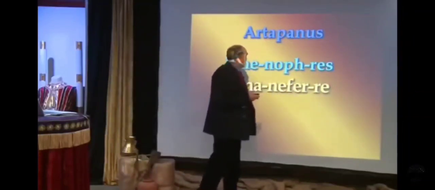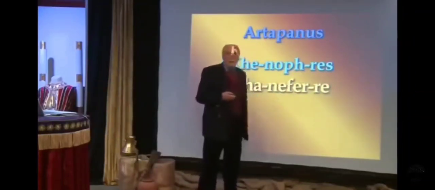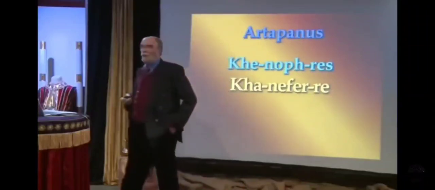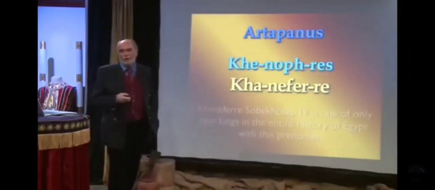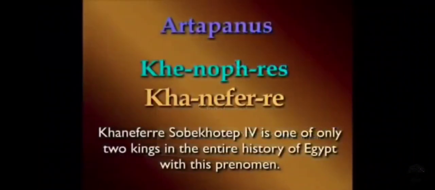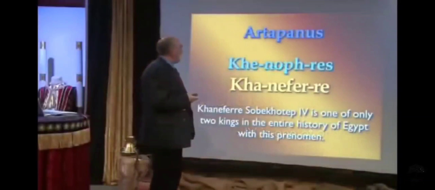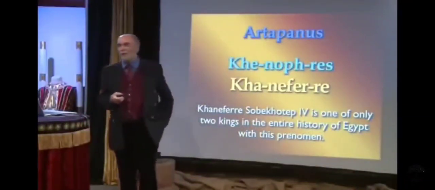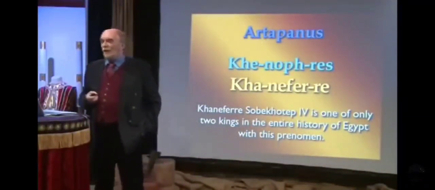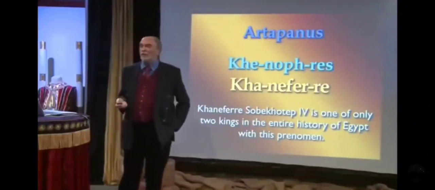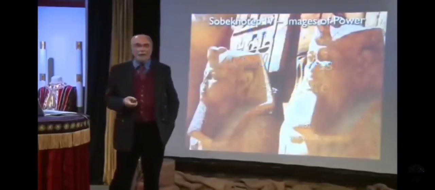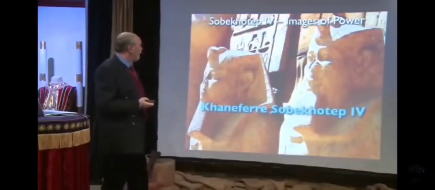We can translate that back into Egyptian as Kha-Nefre, or Kha-Nofre. That is the name of just 2 kings of ancient Egypt. One in the Old Kingdom, which doesn't count, and this guy. Khaneferre Sobekhotep IV is one of only 2 kings in the entire history of Egypt with this prenomen. In other words, the coronation name. So this is the name Artapanus gives to the Pharaoh, and we can identify him with this king called Sobekhotep IV. Here he is. He's the most powerful pharaoh of the dynasty, the 13th dynasty.